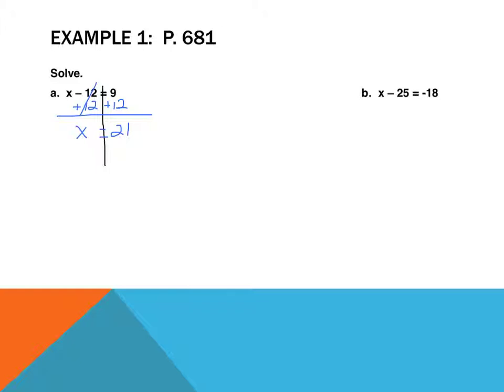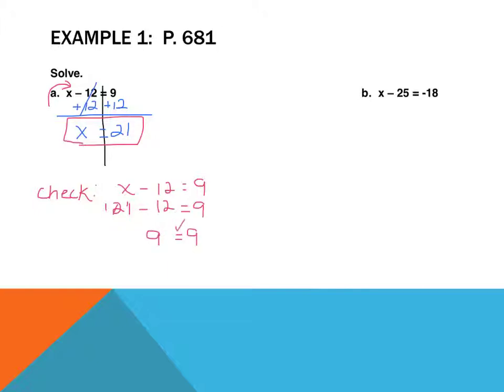One of the cool things about solving equations is that you can always make sure you are doing it right, because we can always go back and check our work. Since my answer was x equals 21, I'm going to plug in 21 in place of x. My original equation was x minus 12 equals 9. So in place of x, I'm going to write 21 minus 12 equals 9. So 21 minus 12 is 9, and that means that I solved it correctly.